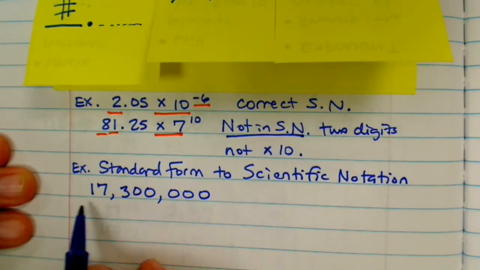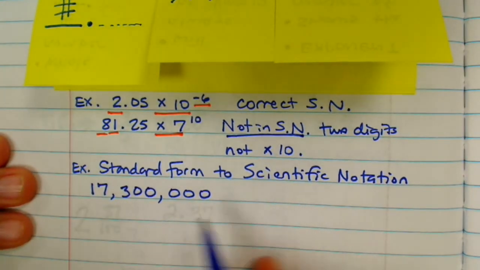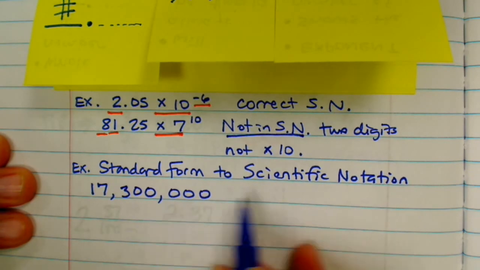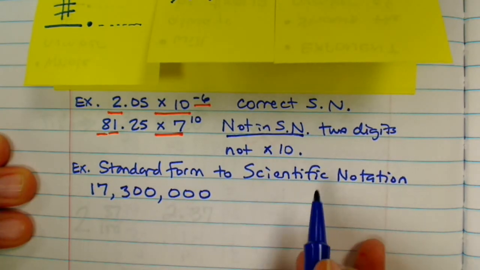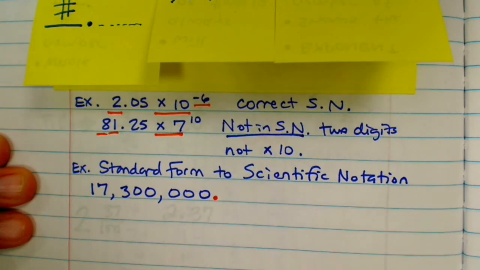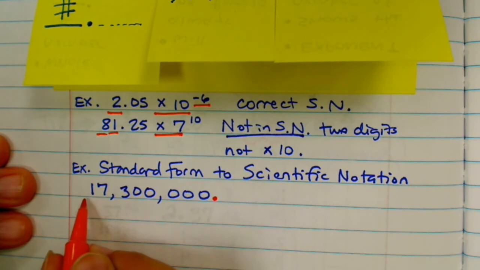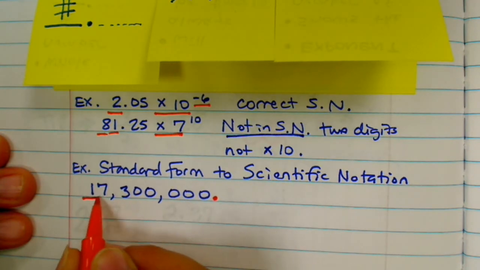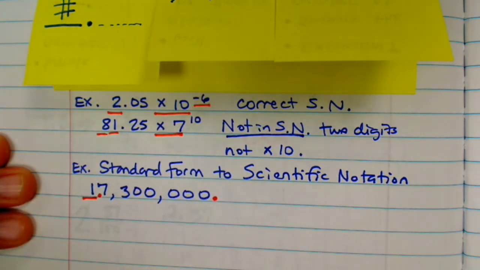All right, now that we wrote this number down, we need to identify how we are going to change it to scientific notation. Well, first off, we need to find where the decimal is right now. The decimal is all the way to the far right. Where do we want the decimal to be? Well, we need to have one digit to the left of the decimal. So that's where I want my decimal to go.